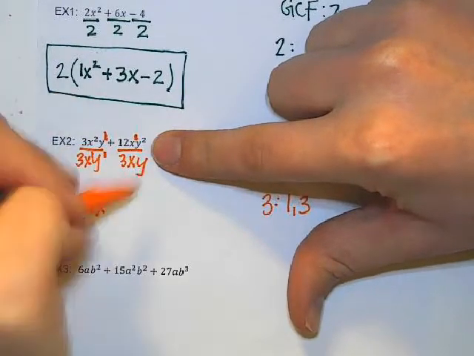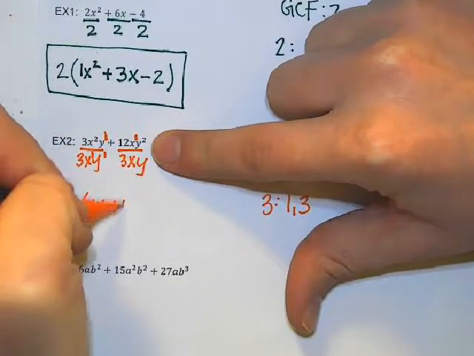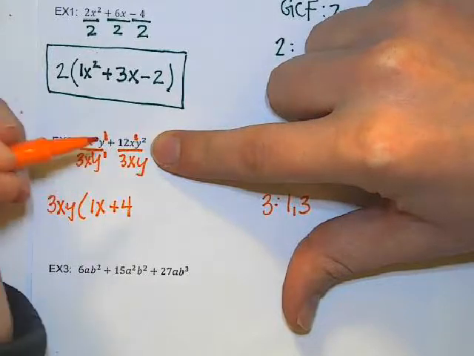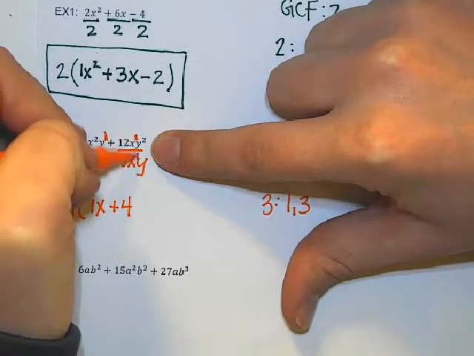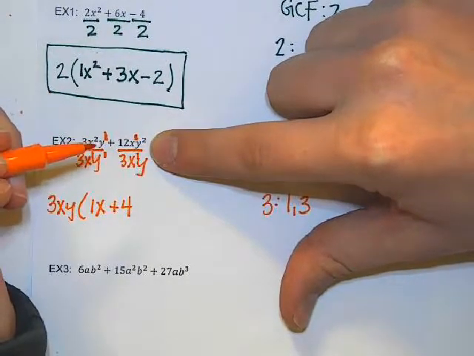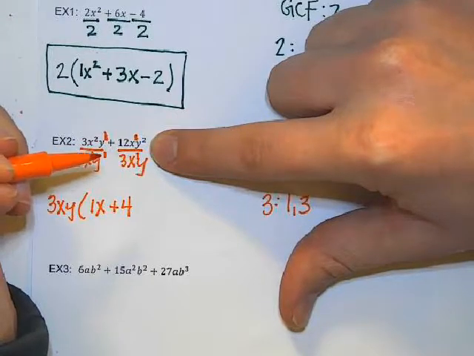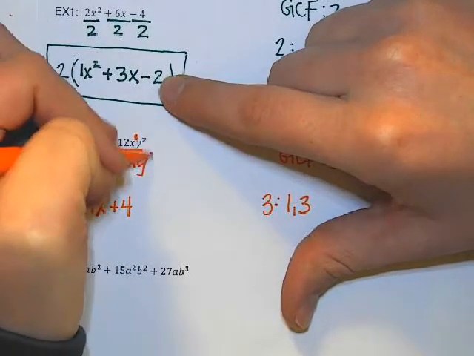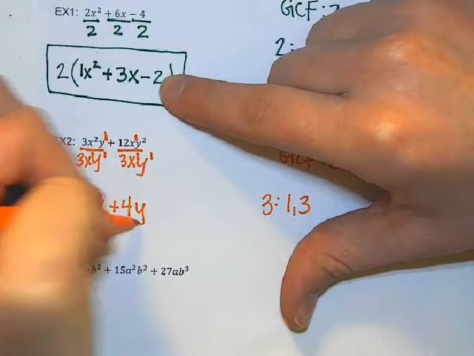12 divided by 3. Positive 4. Then I look at the x's. 1 minus 1. 0. So do I write an x? No. Then I do the y's. 2 minus 1. 1. So just regular y.